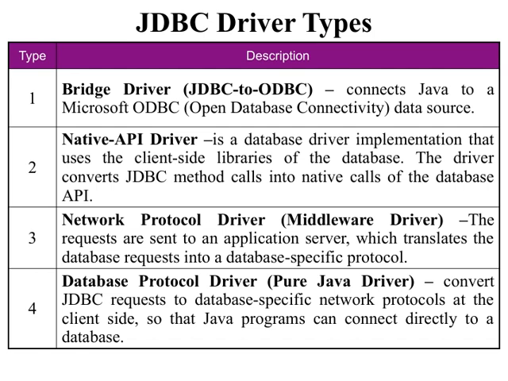Next is the native API driver. This type of driver uses the client-side libraries of the database itself. Essentially, it converts JDBC method calls into native calls that the database understands directly. This allows for efficient communication because it leverages the database's native API.